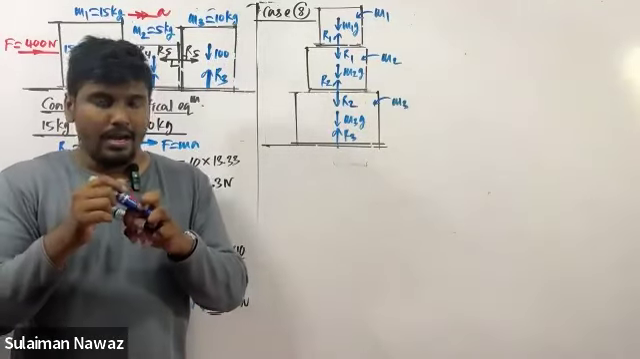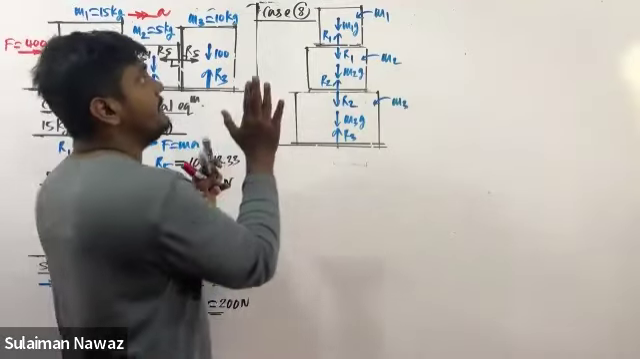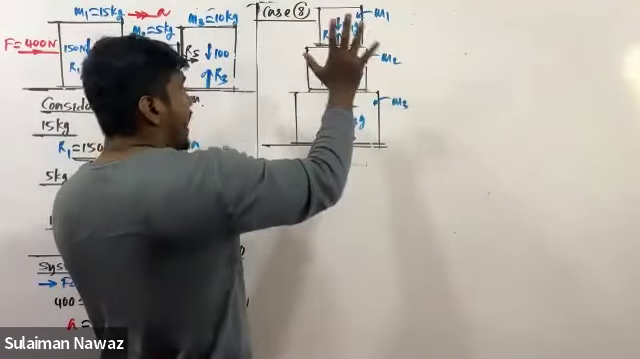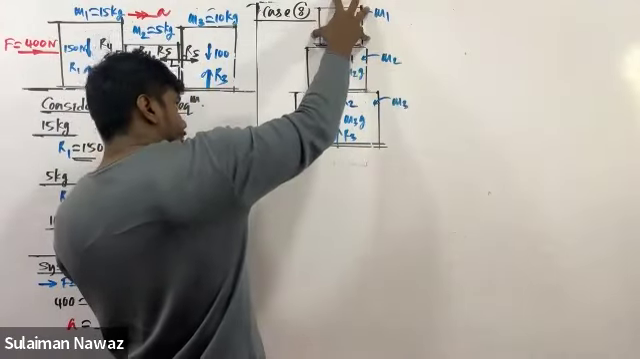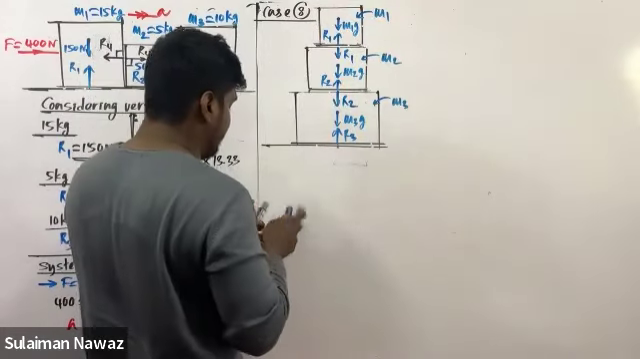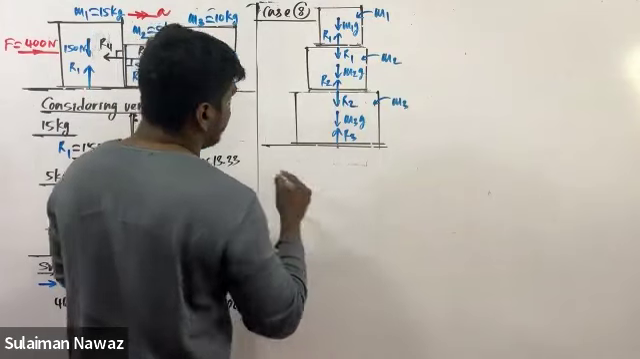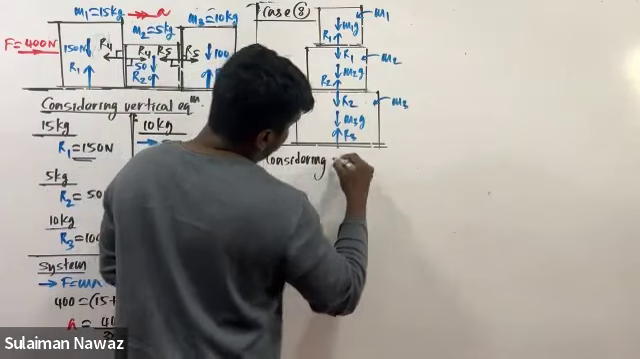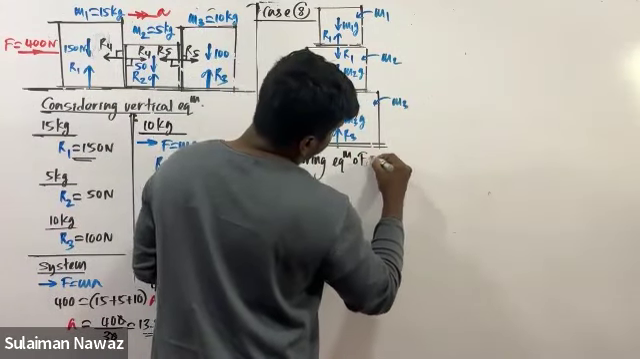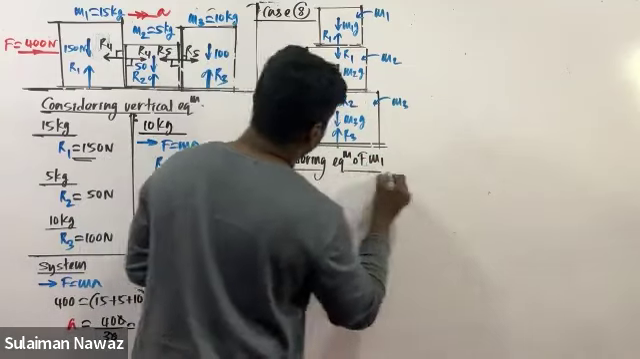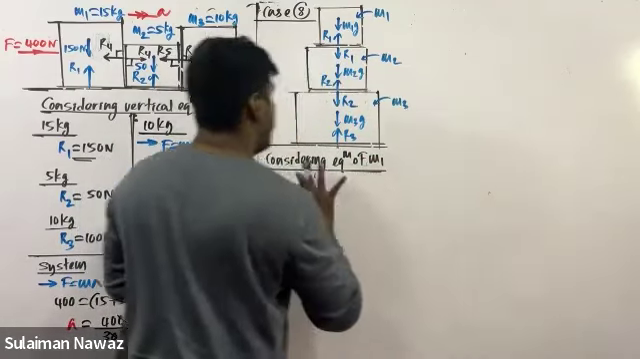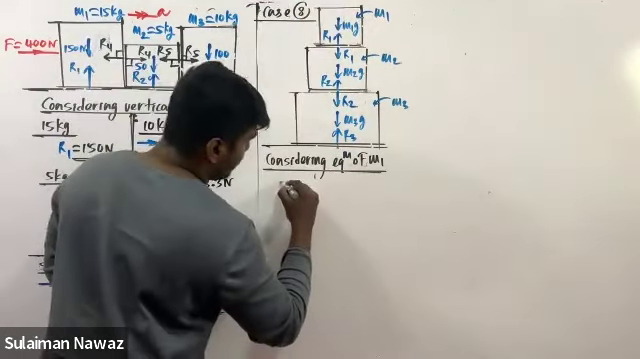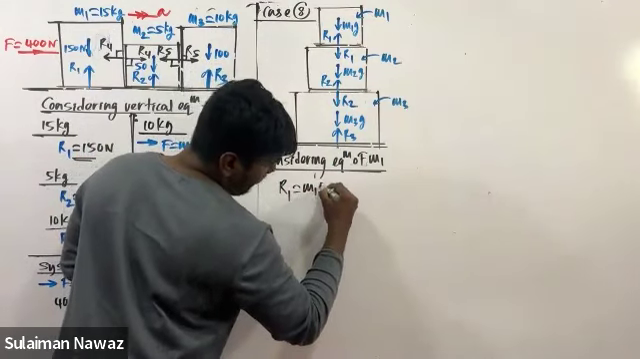Now, the system is at rest, so M1, M2, M3 are all at rest. Considering equilibrium of M1, there are 2 forces on M1: R1 upwards, M1G downwards. Therefore, R1 must be equal to M1G. Anyone can understand this idea.